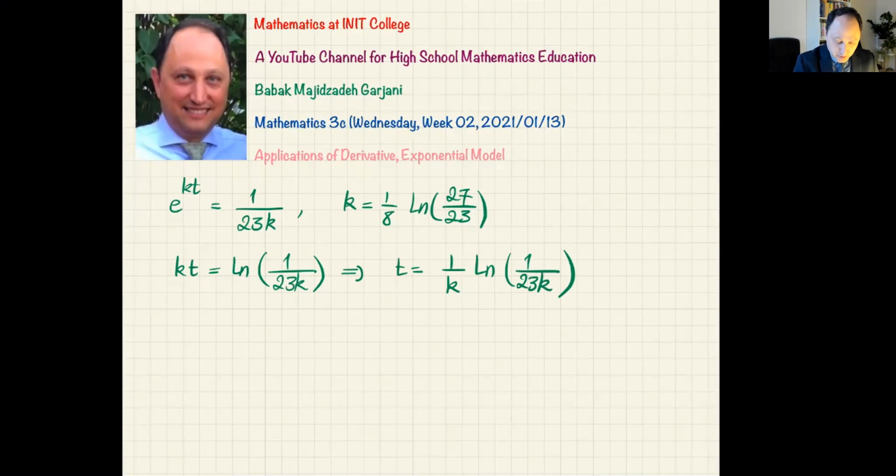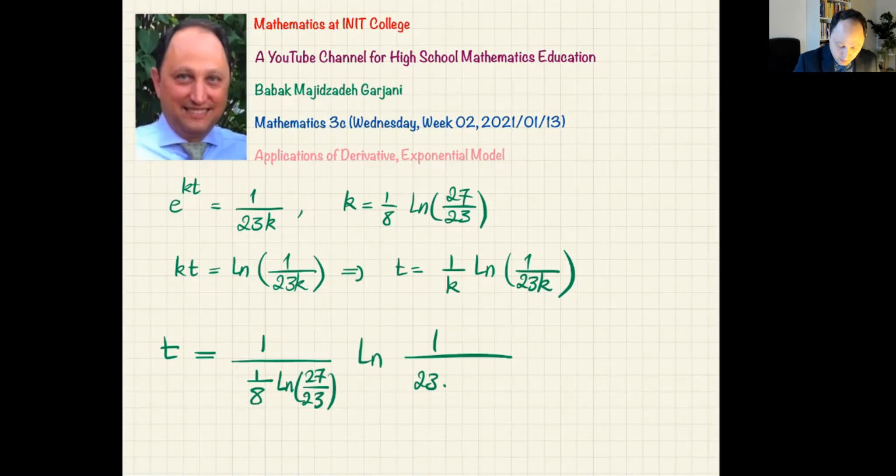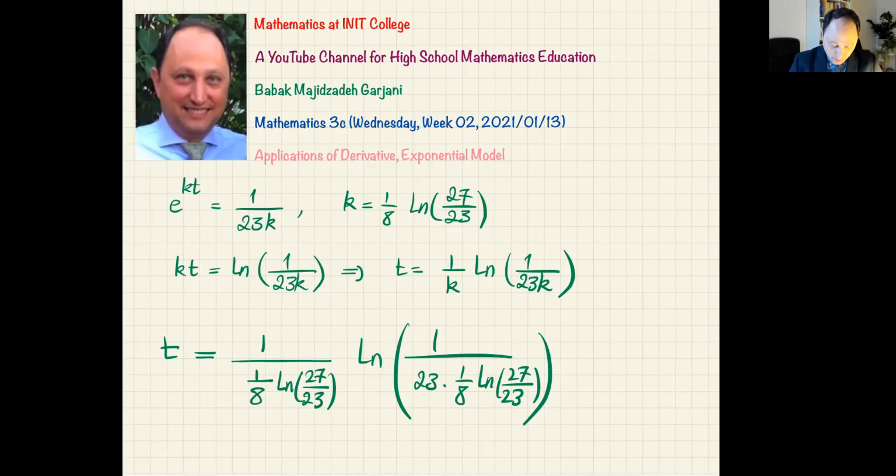But let me put everything. If I want to find the exact value for k, I need to work with that one. Of course, it is a little bit strange relation. This is why the book has used the approximation values, okay? But then this becomes 1 over 8 ln of 27, 23 ln of 1 over 23 times 1 over 8 ln of 27, 23. So you see, if you don't want to approximate, it would be a little bit fancy to write it down, yes?